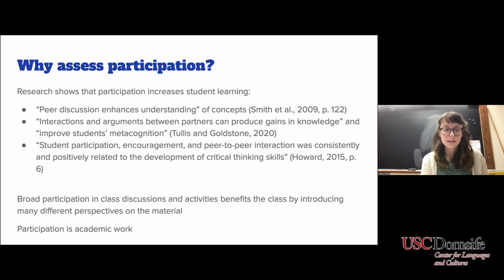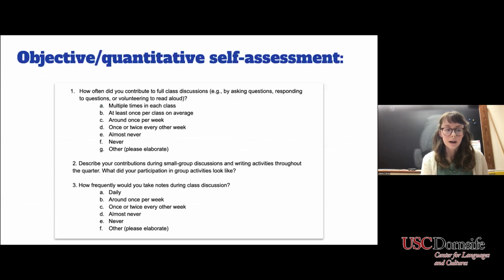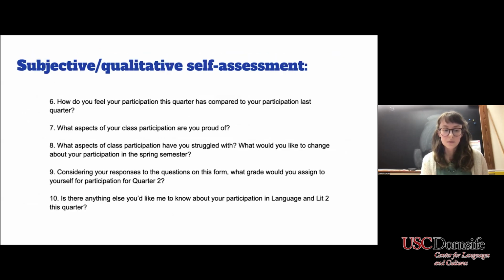I developed a self-assessment form that students completed at the end of both quarters in fall 2023 to reflect on their participation. So objective quantitative questions on my form ask about the frequency of desired forms of participation, such as contributing to class discussions and note-taking, as well as forms of disengagement, including cell phone use and being off task in small groups. And then subjective or qualitative questions invite students to reflect on their experience as class participants.